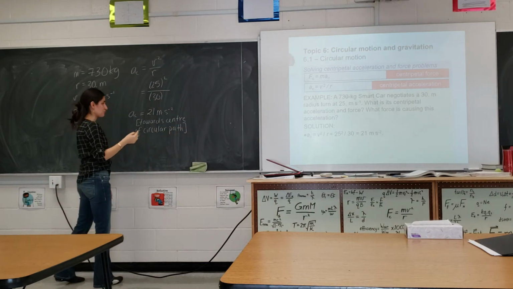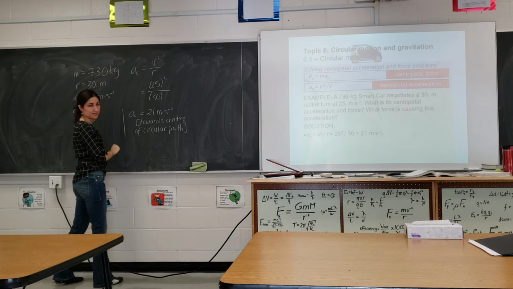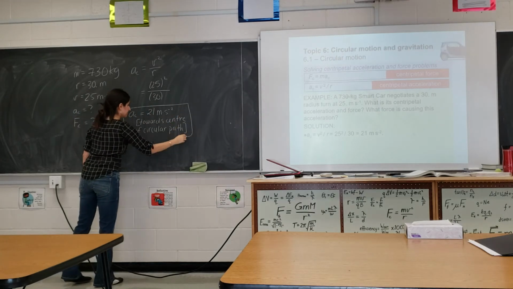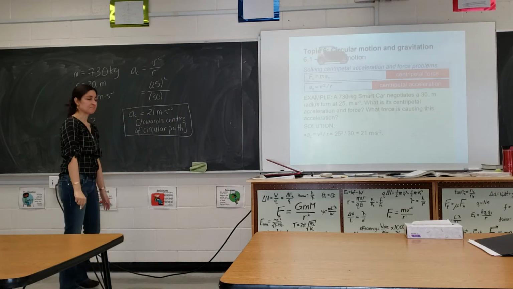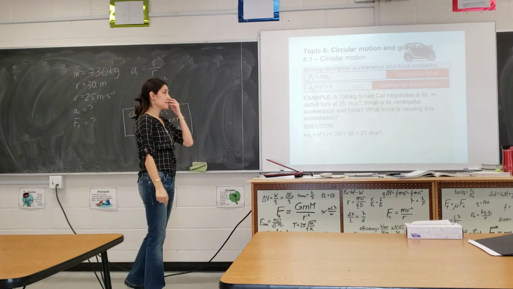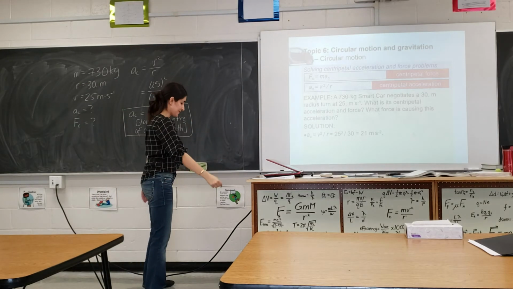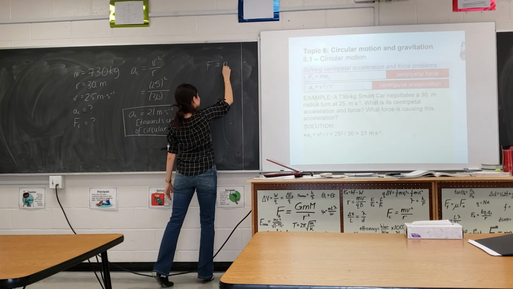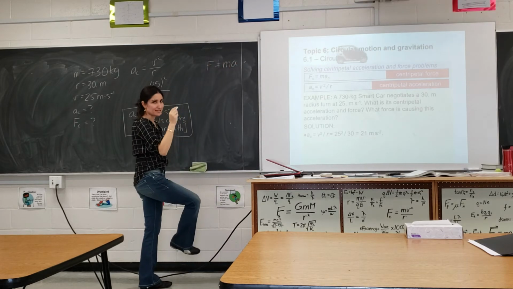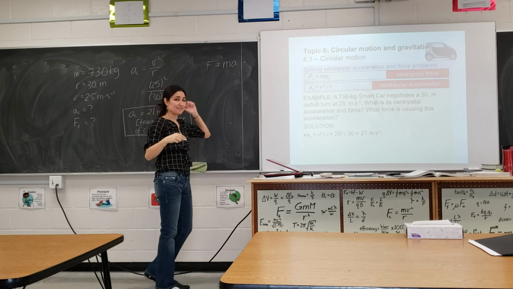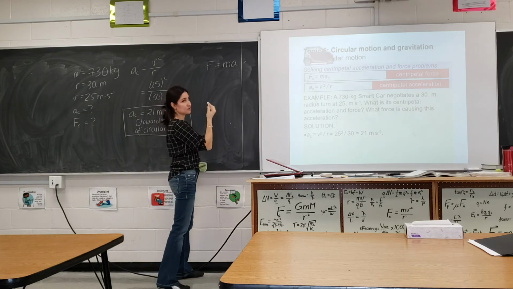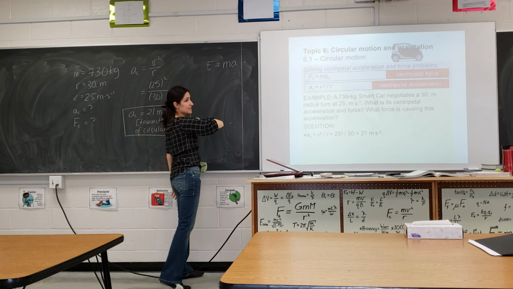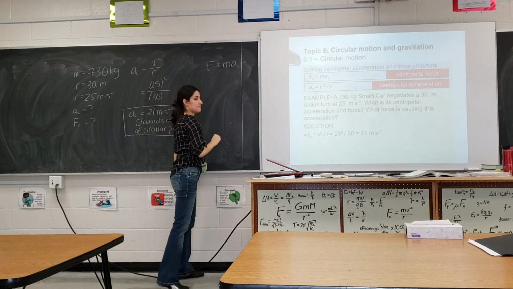Direction, always put in square brackets, and always put a box around your answer. Okay, done. Next, find the centripetal force. Use Newton's second law. Newton's second law says F equals ma. That's F net. In this case, we have a circular net force, so Fc equals mac.